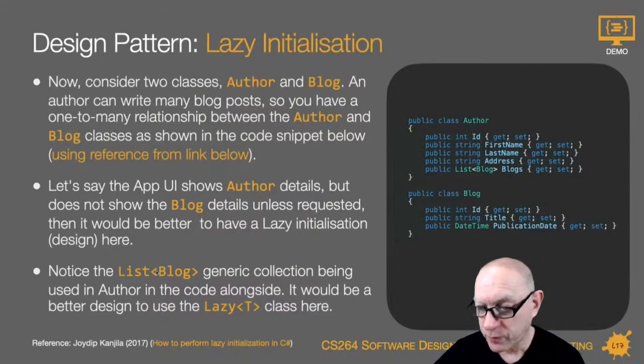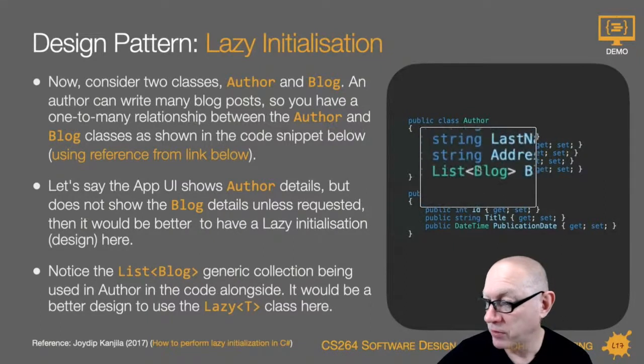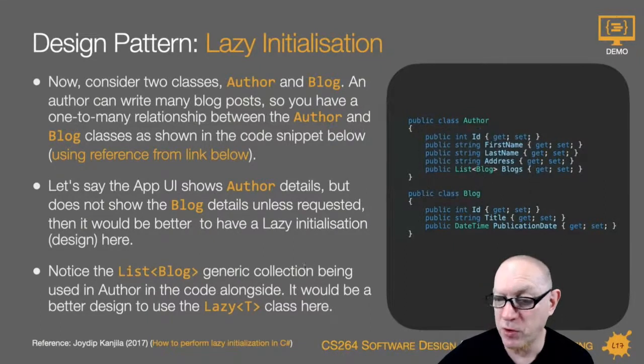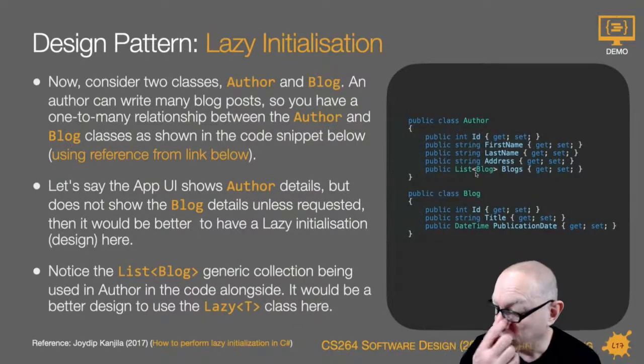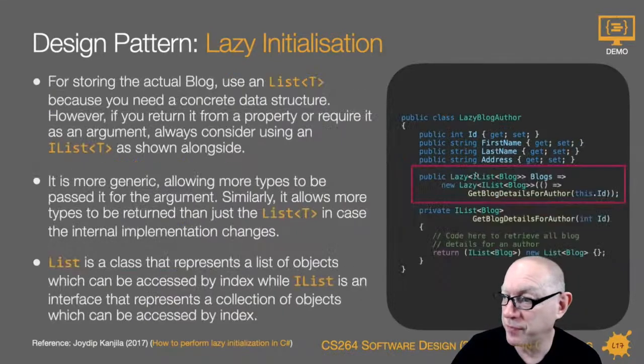So really, the list of blog here, that's a generic collection that's been used in the author code here. It would be much better to use a Lazy T class here. So we need to wrap this to say, no, actually don't load all this straight away, let's load it a little bit later. And that later is when we first access it.